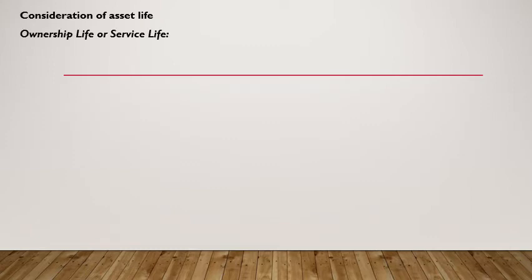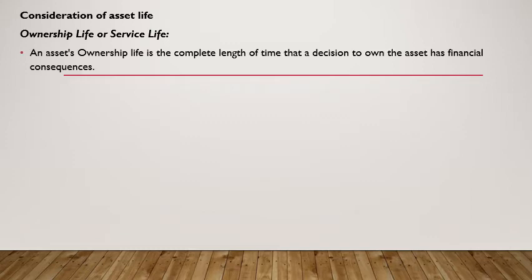Consideration of asset life. What are the different types of asset life? Let us just discuss. The first one is the ownership life or the service life. What does that mean? It is the total span of time that the owner will retain that particular asset. And for his financial gain or to show the financial implication, the owner may continue to use that particular asset.